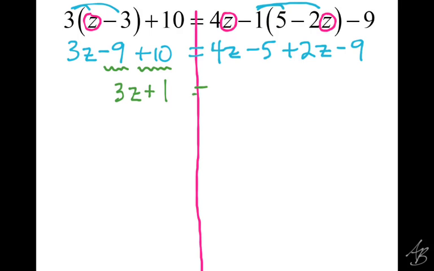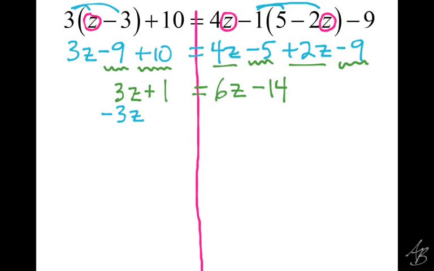And on the right side, what like terms do we have? 4z and 2z combined to give us 6z. And the negative 5 and the negative 9 combined to give us negative 14. All right, so I can't simplify anything else. I've distributed, I've combined like terms. So now I'm going to have to start getting rid of things. First thing I want to do is get rid of one of those z's, so I only have z's in one place. So which one do I want to get rid of? The 3z. So how do I get rid of that 3z?